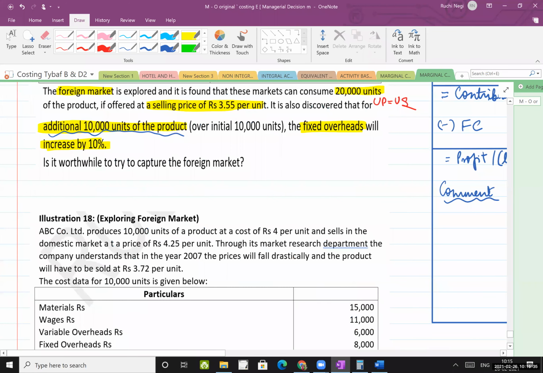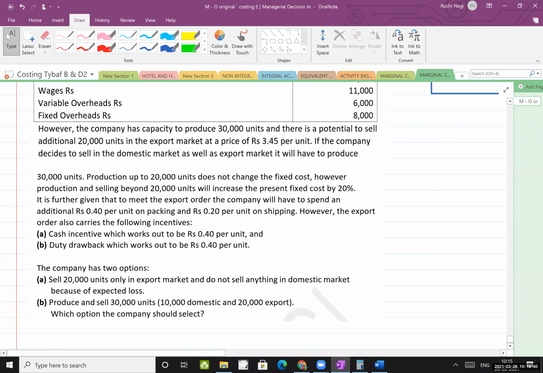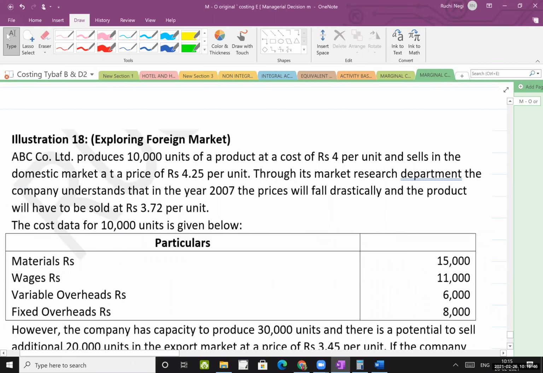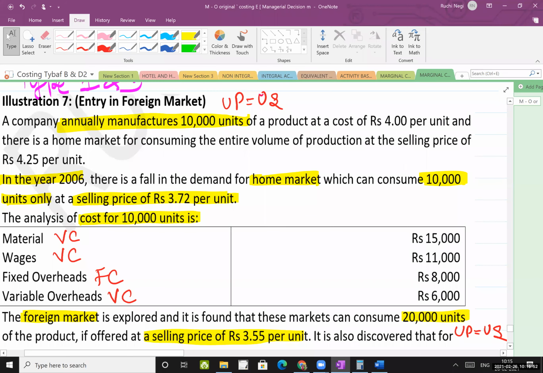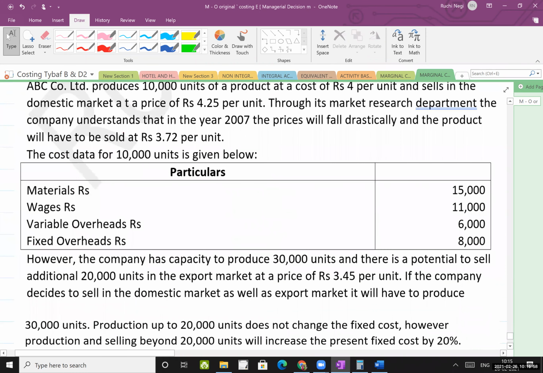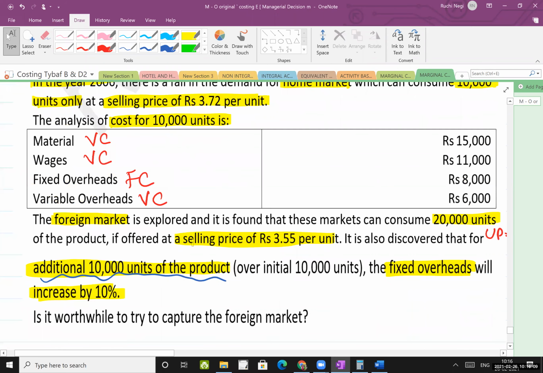Right? A similar sum, same as question number 7, but it has some extension to the question. Question number 7 and 18 are same. See the start part, exactly same equation. There's no change in the question except certain additions in the sum. This is changed. Export market selling price is 3.45, and in this sum it was 3.55. Okay, this is one change. Baki pura sum same hai.